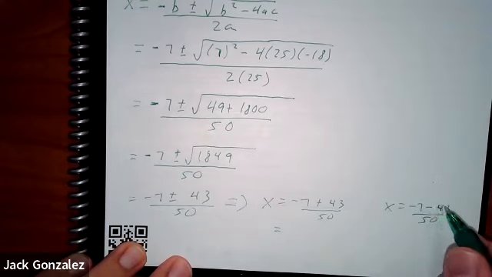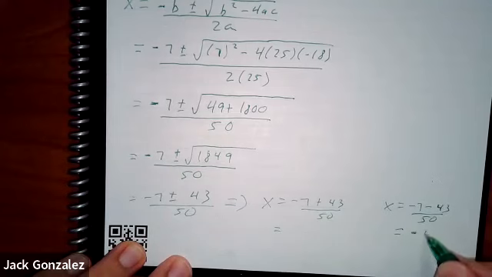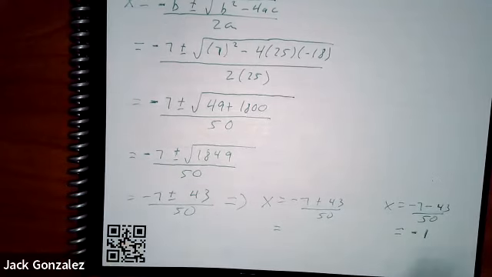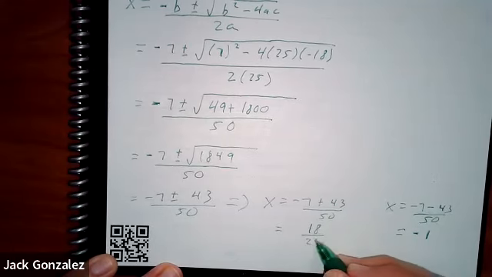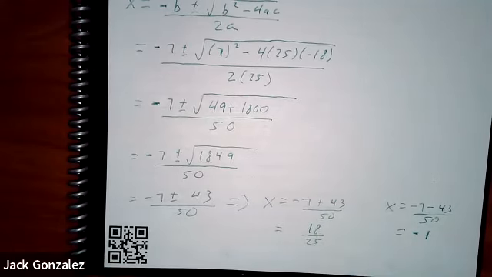This would be a -50 on top, right? Divided by 50 is a -1. What the heck is this? 43 is a 30, 36, right? Over 50, which reduces to, I'm out of space, I'm going to skip this step. Yeah, that'd be 36 and then reduces to 18/25.